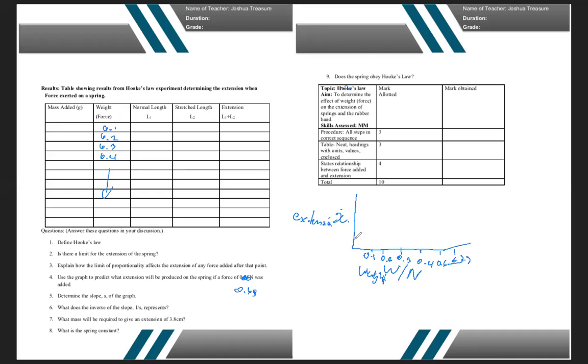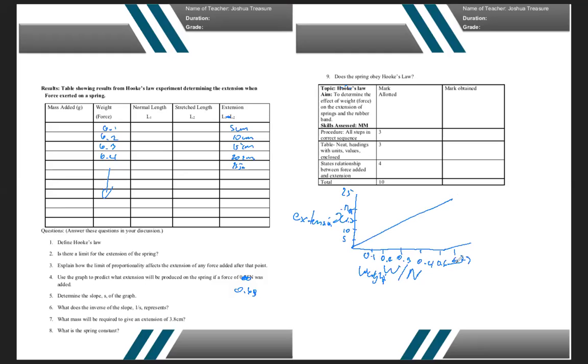After you plot a graph, let's say the first value is 5 centimeters. For extension, you would have your normal length and your stretch length. You minus these two, you find the difference between these two, right? You have 5 centimeters, 10, 15, 20, and then 25, right? Then you'd have 5, 10, 15, 20, 25, and you have your graph here.